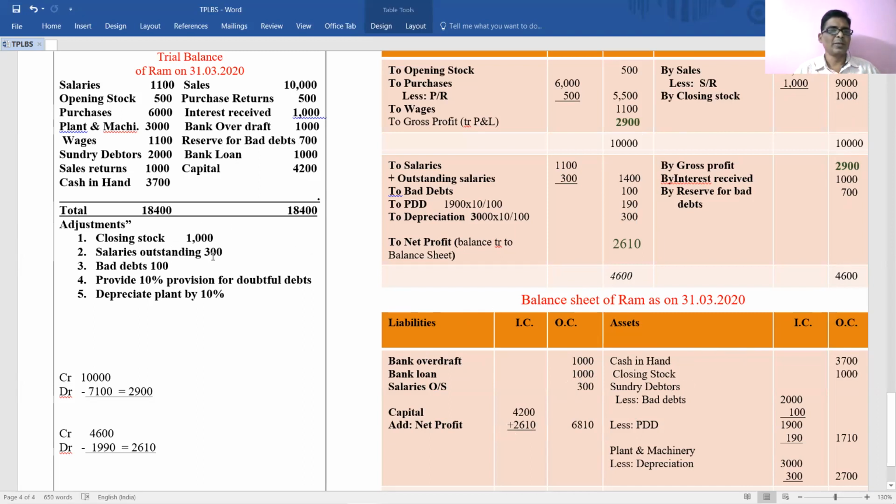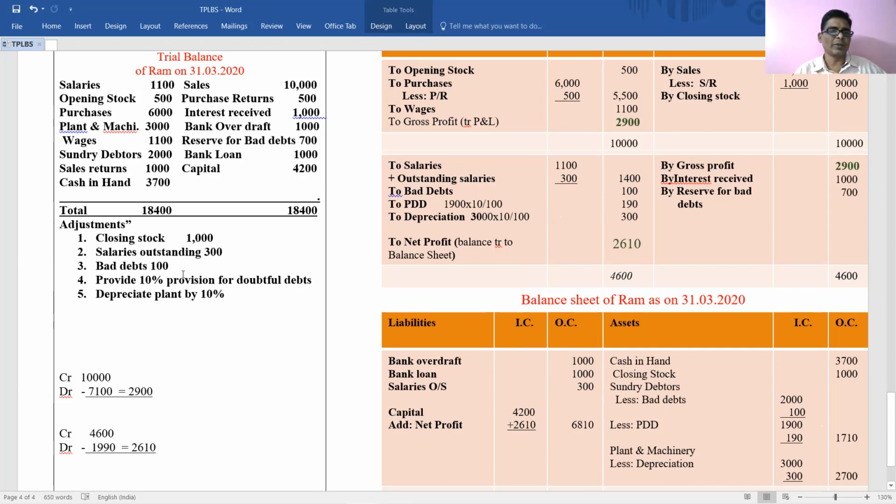Salaries outstanding: PD plus L. Salaries add PD plus outstanding, 1100 plus 300 is 1400, and L salaries outstanding 300. So 300 comes twice. Salaries outstanding 300 here and add PD plus 300 here. Bad debts comes twice. PD plus PD here. Bad debts 100 PD once, and less from debtors, 2000 minus 100, 1900.